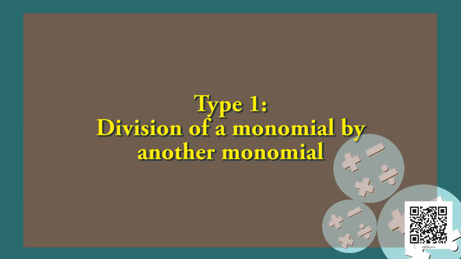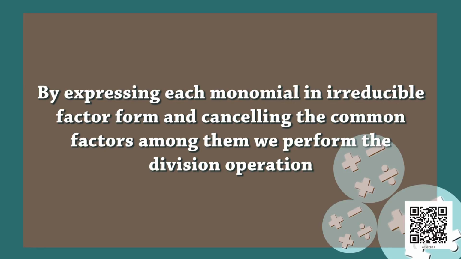Type 1: division of a monomial by another monomial. We know that a monomial is an algebraic expression containing one term. So, for such monomials, how to perform the division is explained below. By expressing each monomial in irreducible factor form and cancelling the common factors among them, we perform the division operation. Let us illustrate this with different examples.